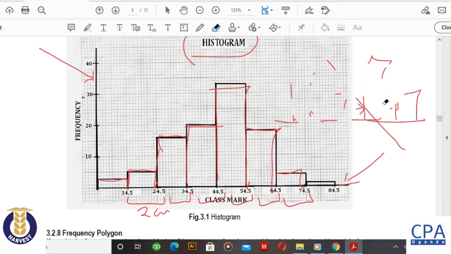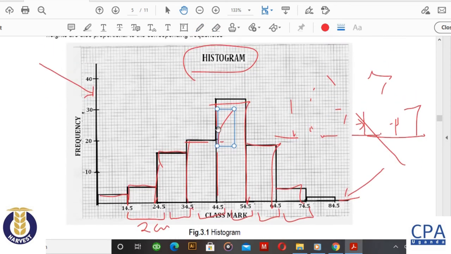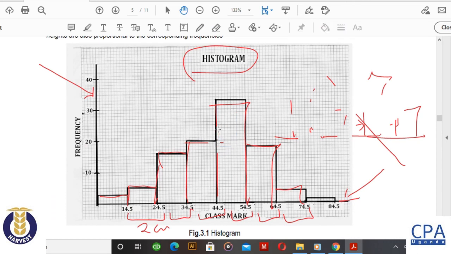Then again, maybe what I've forgotten is the shading. Do not shade the histogram. People have a tendency of shading them. Please do not shade this kind of thing. This kind of thing is not allowed.